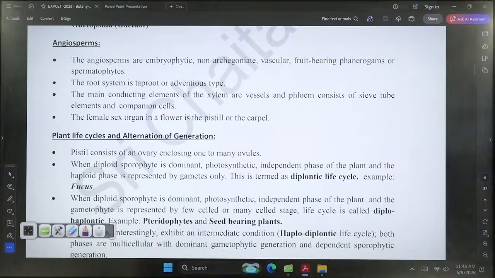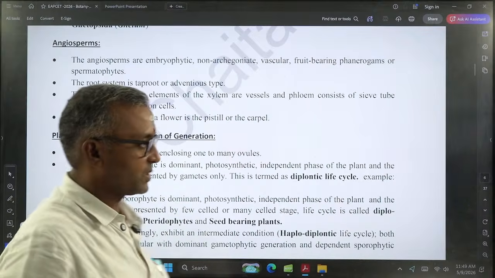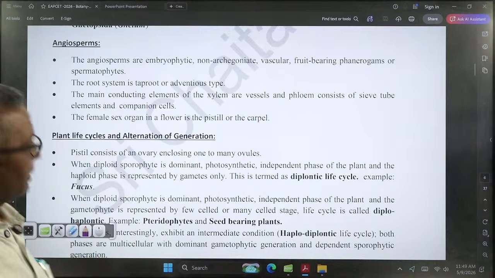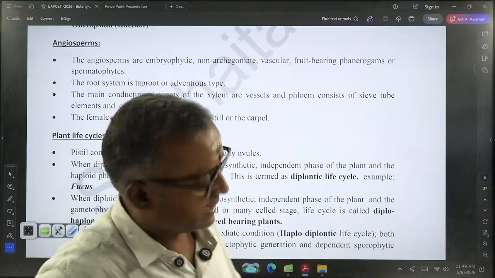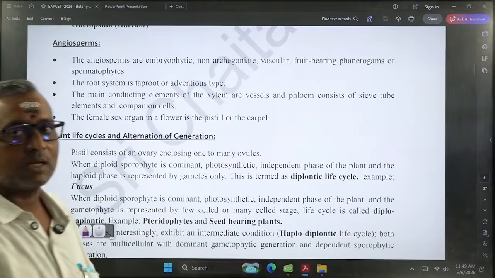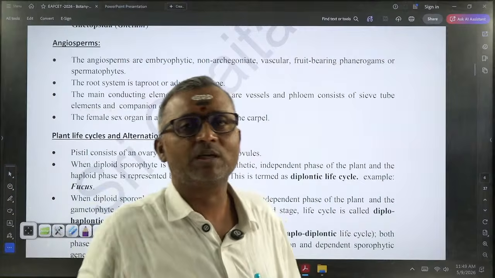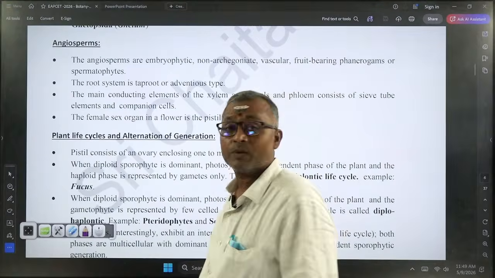Then when it comes to the angiosperms, as you know, they are embryophytic, non-archegoniate and vascular fruit bearing phanerogams. And the root system, as you know, is taproot system or adventitious root system, both are present here. And most important thing, the main conducting elements of xylem are vessels and tracheids, both are present. Sieve tubes and companion cells are also present here. And the female sex organ, that is gynoecium or pistil, is present inside the flower. So that is also called a carpel.